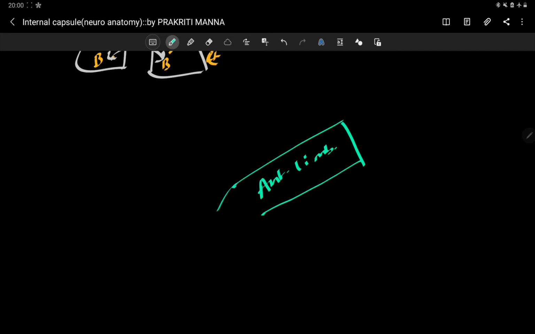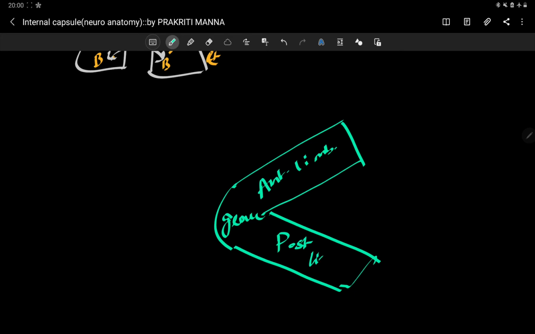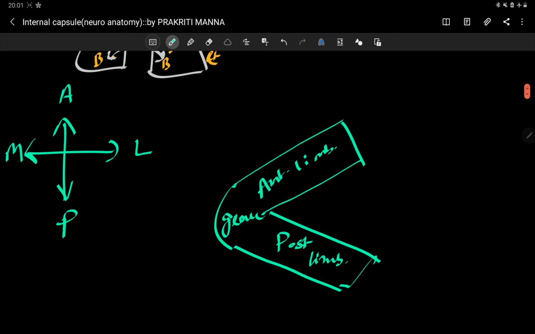And now there is a bending. Yes, this bending is called your genu. So this is the genu of internal capsule. And what is this? This is the posterior limb of internal capsule. All right. Now lateral. So first I am drawing, this is anterior, this is posterior, this is lateral, this is medial, towards midline, medial.